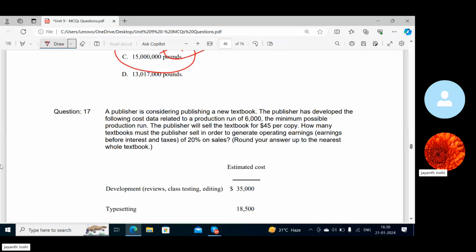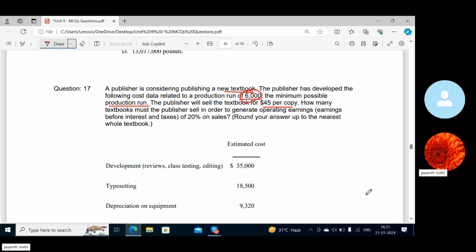Next question. A publisher is considering publishing a new textbook. The publisher has developed the following cost data related to a production run of this much. That means they have to run the machine, right? The minimum possible production run is this. The publisher will sell the textbook for $45 per copy. How many textbooks must the publisher sell in order to generate operating earnings of 20% on sales, right?